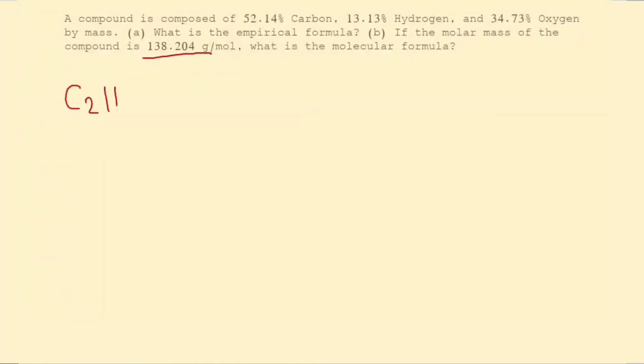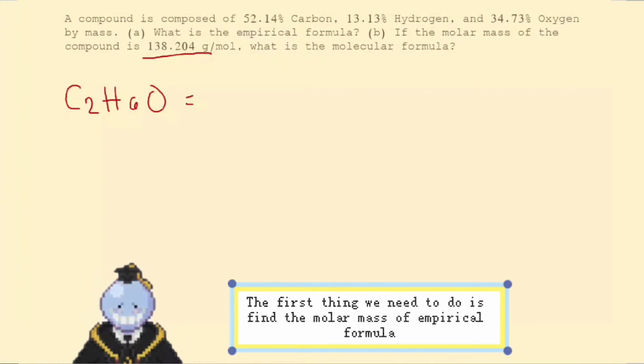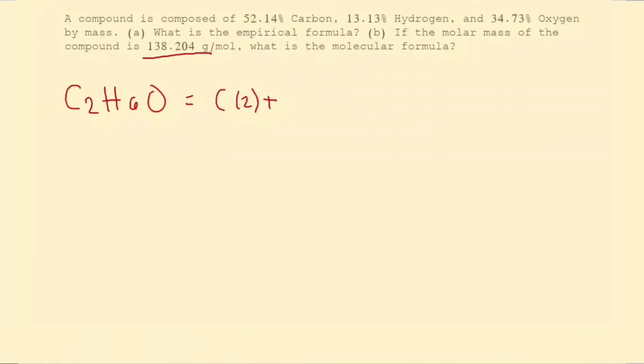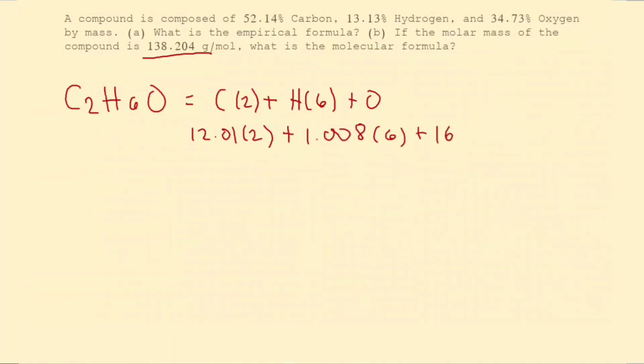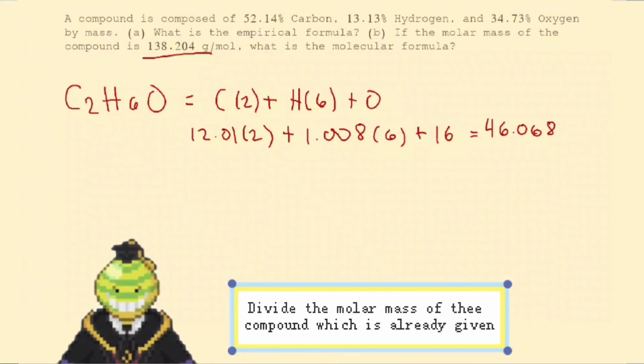So we have the empirical formula, now we need to find the molecular formula. The first thing we need to do is to find the molar mass of the empirical formula. So there are 2 carbons, 6 hydrogens, and 1 oxygen. So it's 2 times 12.01 plus 6 times 1.008 plus 16. So the molar mass of C2H6O1 is 46.068.